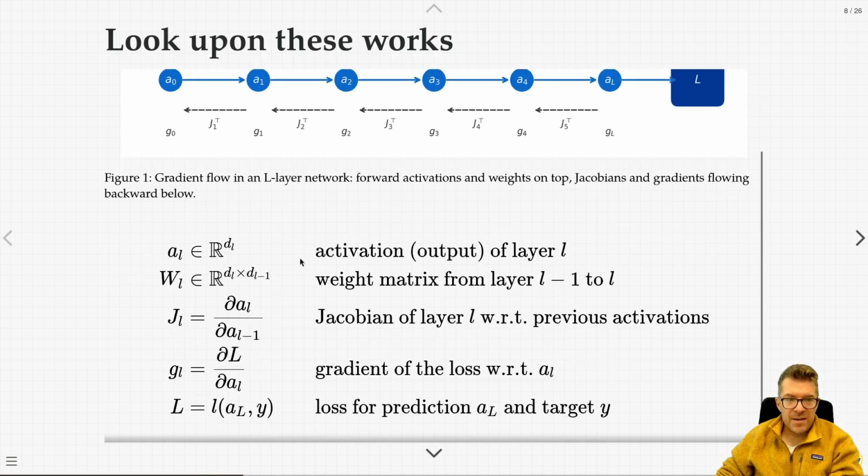1. That's basically it. So we already know what an activation is. The activation is the output of layer L. Every layer will have a different dimensionality, d sub l, the different number of neurons in that layer. A weight matrix from layer L minus 1 to L is this rectangular matrix with d sub l rows and d sub l minus 1 columns. A Jacobian layer I defined a moment ago. And the gradient of the loss with respect to a particular activation I also defined a moment ago in the previous slide. And the overall loss here is big L. This is the difference between a prediction, the activation at the output layer, compared to a true target Y.